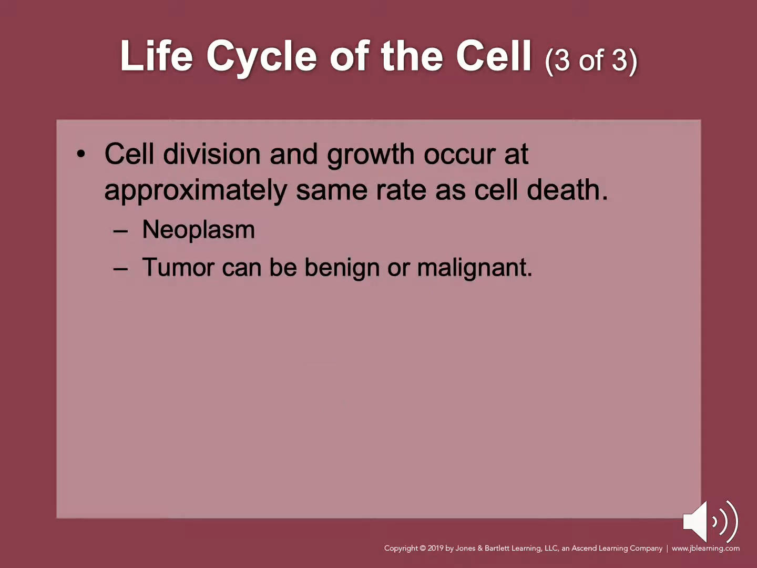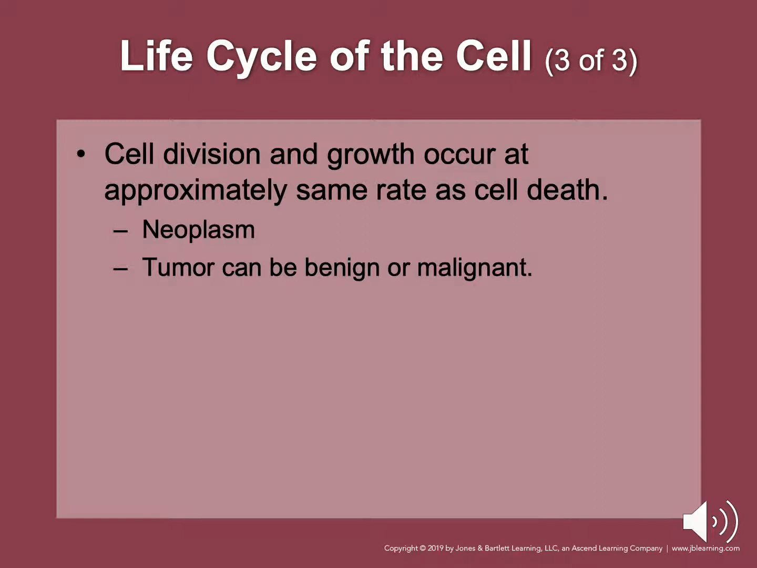So, life cycle of the cell. Cell division and growth occur at approximately the same rate as cell death. When cell division and growth occur at a higher rate than cell death, tissues enlarge. So the neoplasm is the massive tissue produced by abnormal cell growth or division.